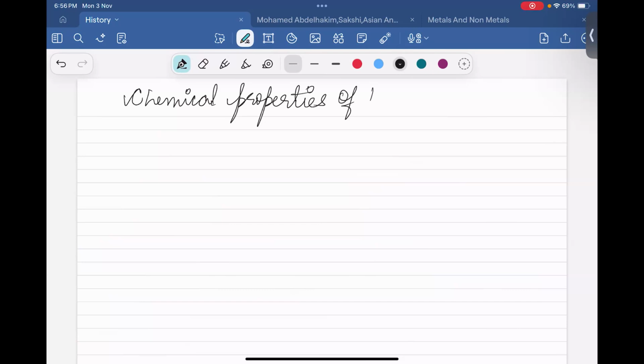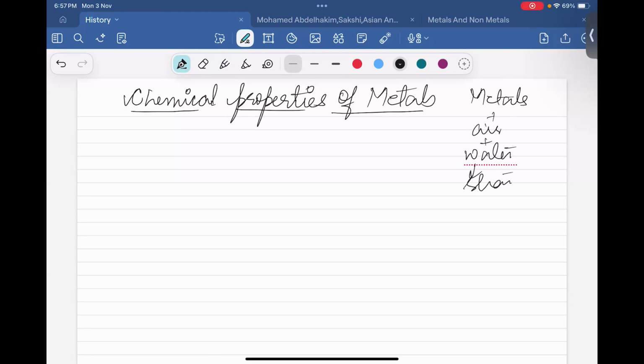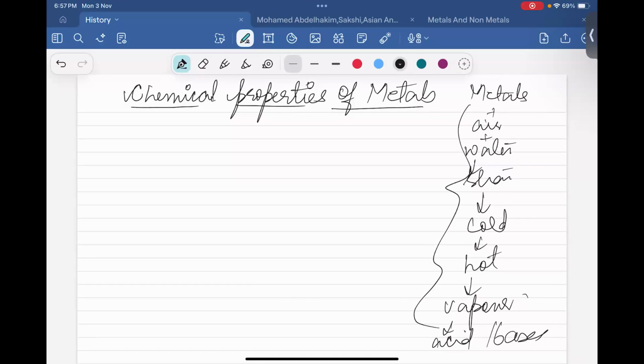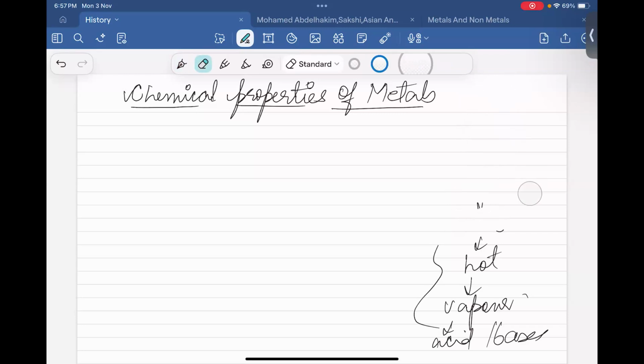Chemical properties of metals. In this topic, we will get to know how these metals react with air, with water, with steam, with cold water, hot water, vapors, with acids, with bases. We will see many chemical reactions. Understood?